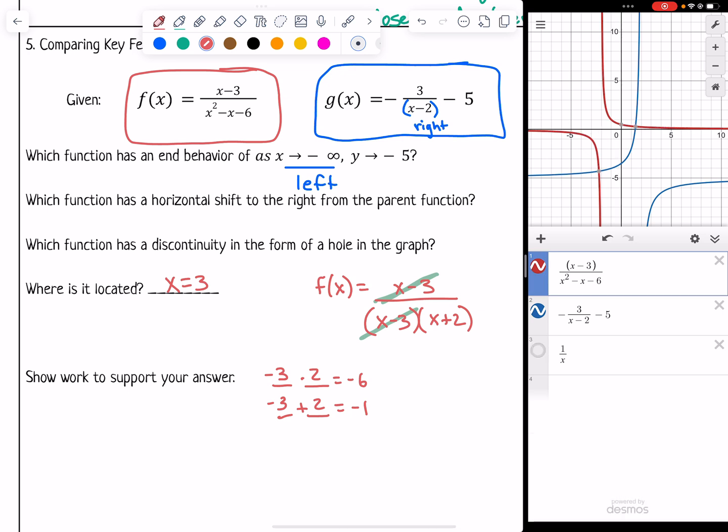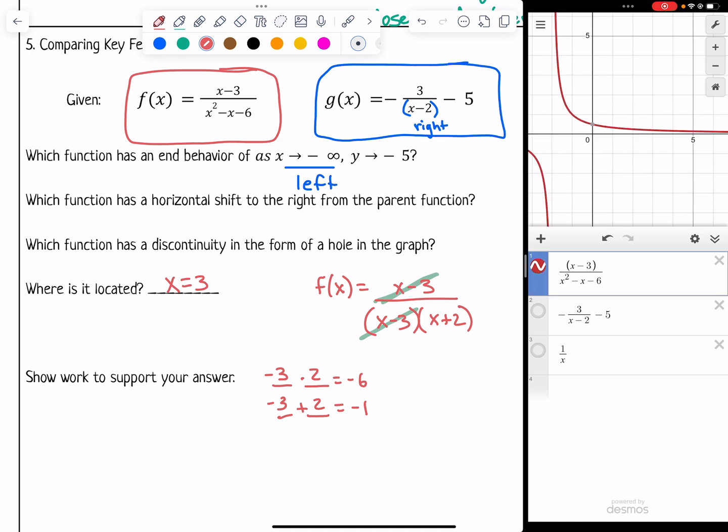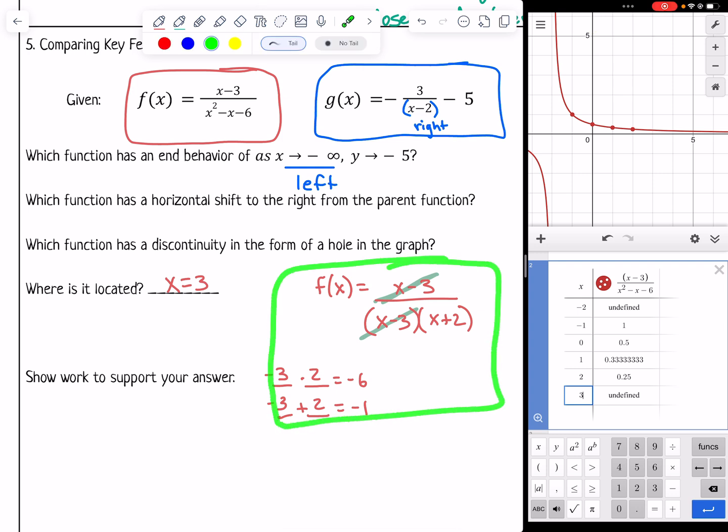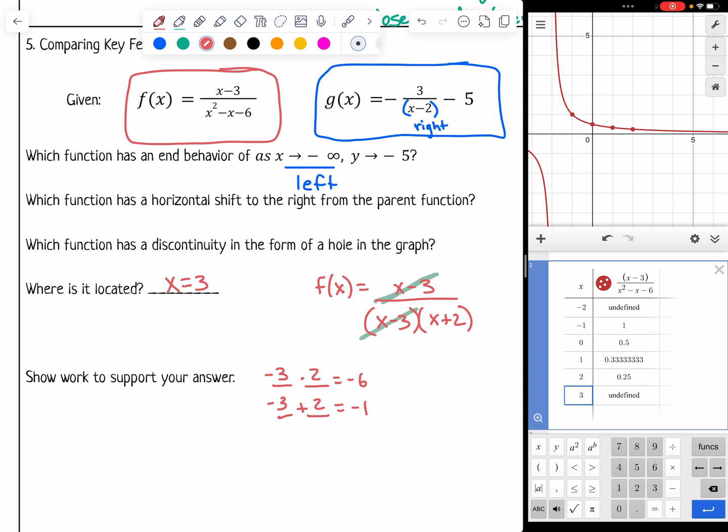So I'm just going to turn off the parent function and turn off the blue one. And if it's a hole at 3, I can use my mouse to go over and check on that. And it does, in fact, look like there's a hole at 3. And you can also check your table for that function. So if I type in 3, it says undefined. And then all the work you need to support your answer is the factored form. So just make sure to show that part because that shows where this factor cancels out.